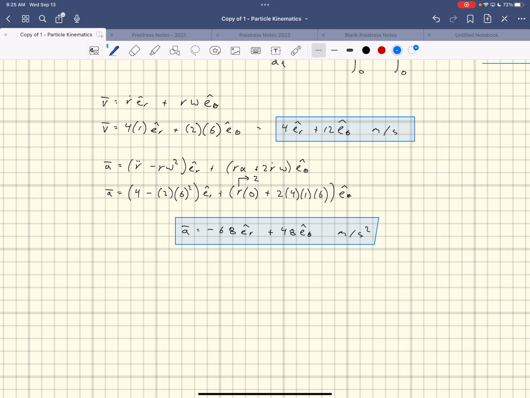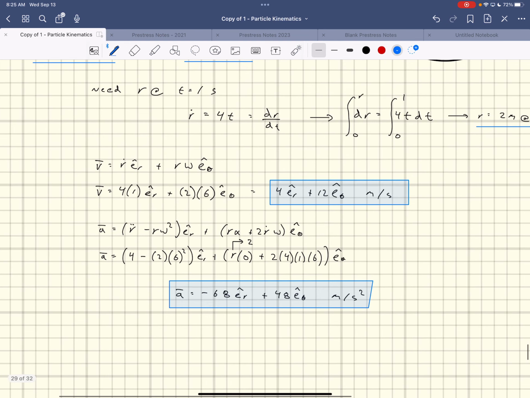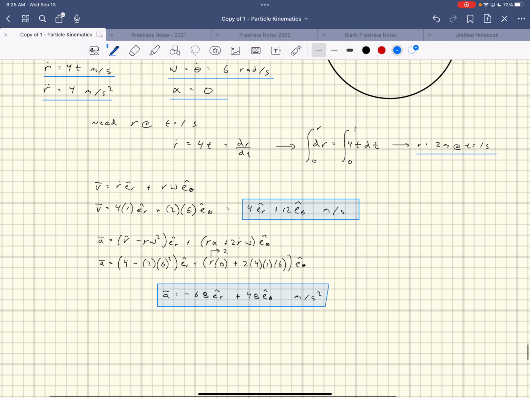Cool. Not bad, right? It looks scary at first, but it's not that scary. The only thing that was kind of scary there was, oh God, how do I get r? And then we had to do this integral, right? Integrals are scary.